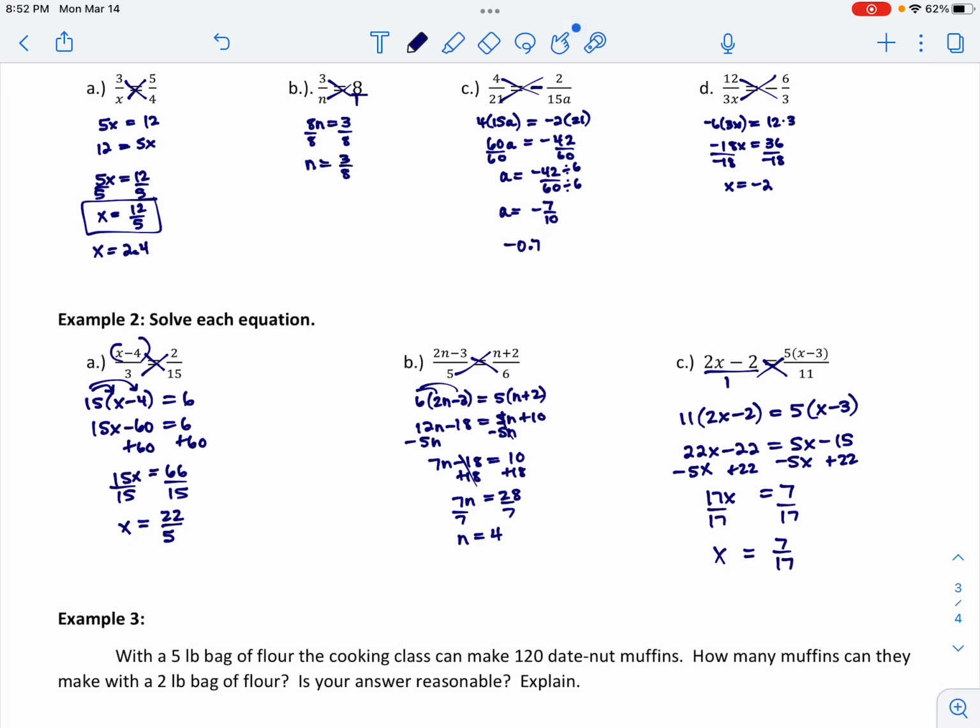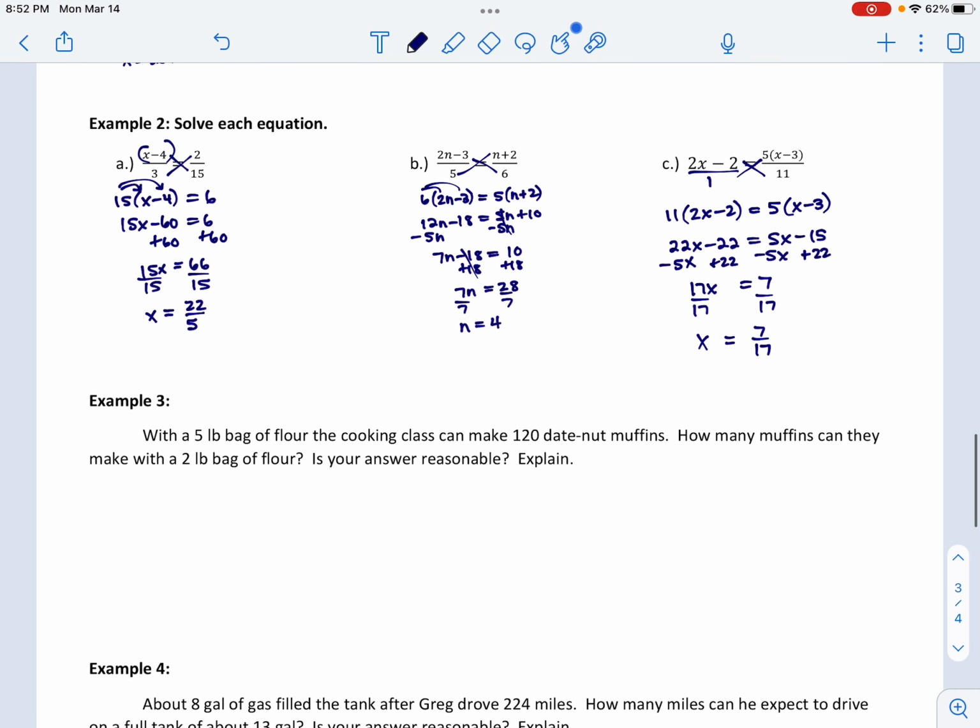All right, so hopefully you remember how to do the proportions. They're not too difficult. You guys should be able to whip right through those fairly easily. The last couple problems that we're going to be looking at are word problems. With these, it's just a matter of setting them up in the right order.